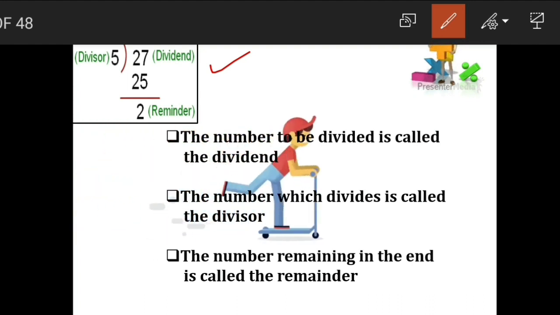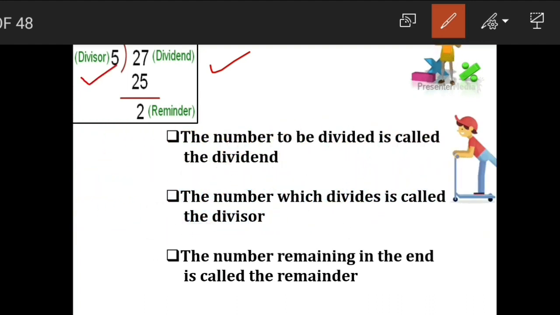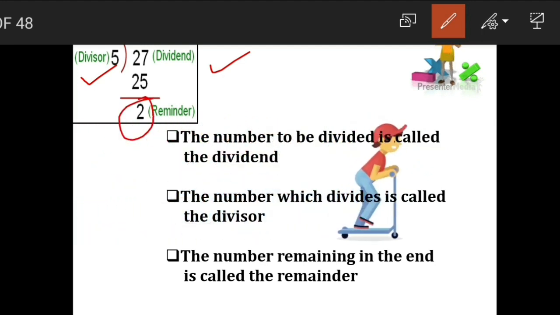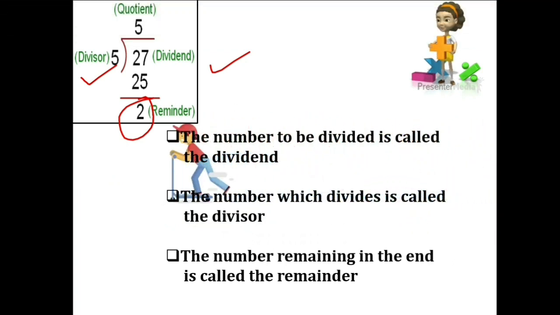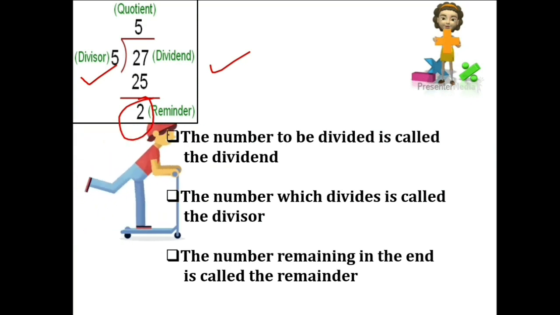Then the number which divides is called the divisor. 5 is the divisor, and the number remaining in the end is called the remainder because it is remained. And the answer in division is called the quotient, which is written on the top. 5 is the quotient, the answer.